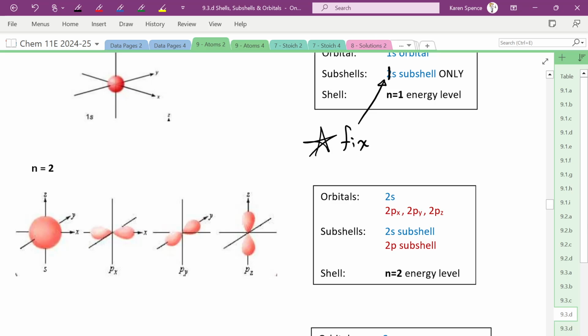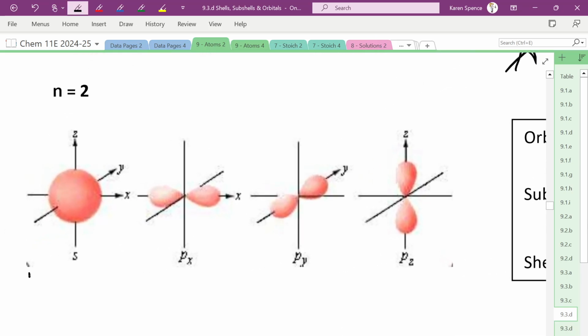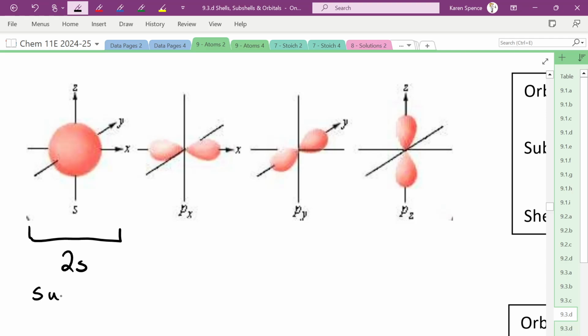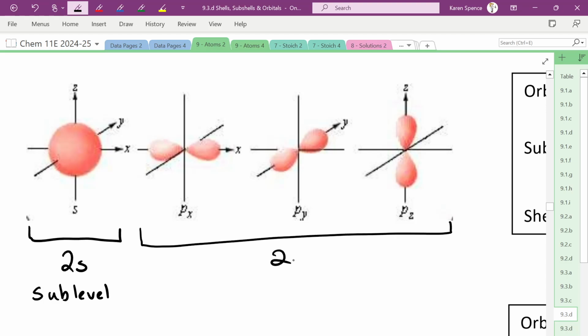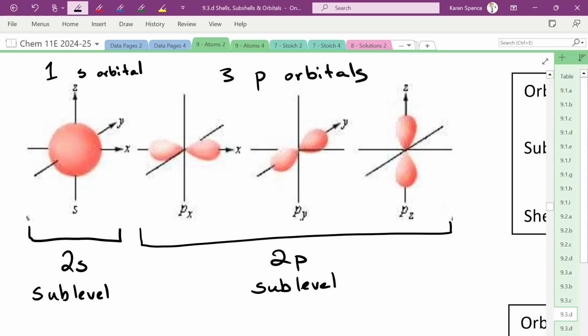At energy level 2, we have the 2s subshell, sublevel, and we have the 2p sublevel, which is made of 3 p orbitals. The 2s sublevel is made of 1 s orbital. Are we getting the idea of what a shell and a subshell and an orbital are?